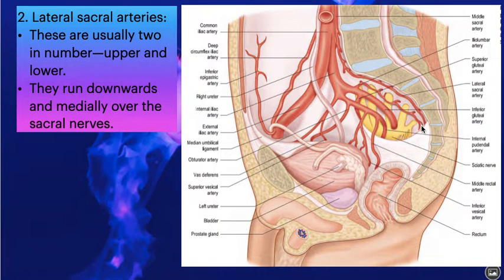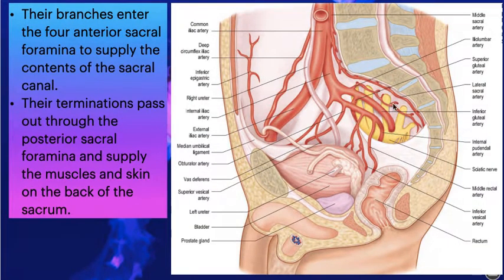This is the lateral sacral artery over here, usually 2 in number, upper and lower, running downward and medially over the sacral nerves. Their branches enter into the 4 anterior sacral foramina, as you can see, to supply the contents of the sacral canal. Their terminations pass out through the posterior sacral foramina and supply the muscles and the skin on the back of the sacrum.